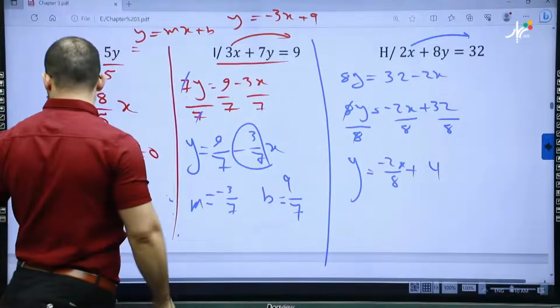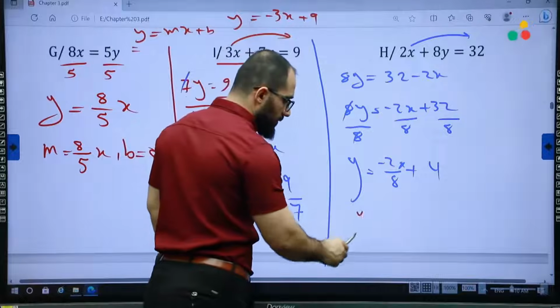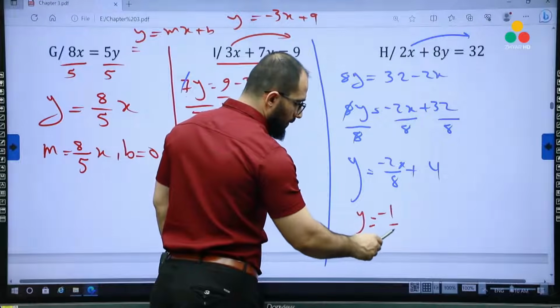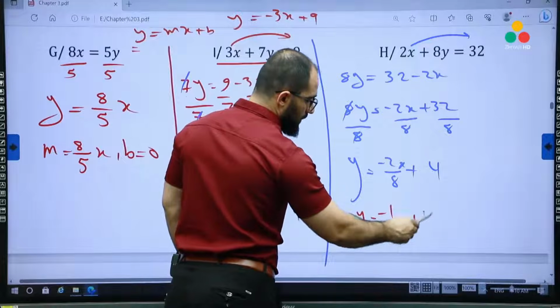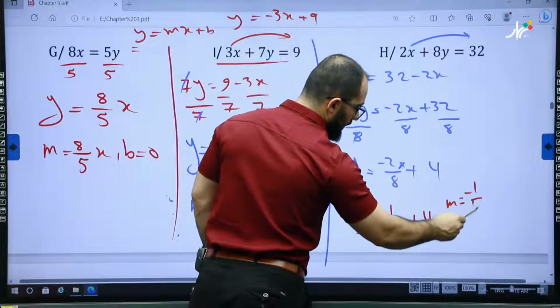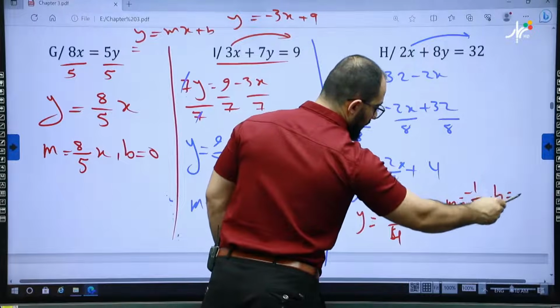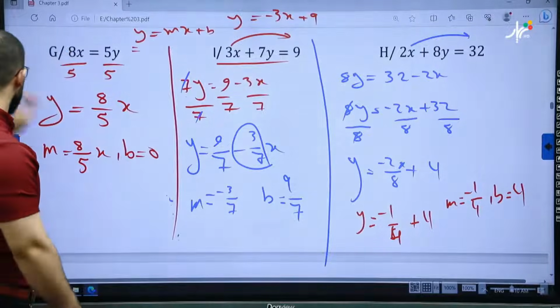Here we have to simplify 2 and 8. Divided by 2, it's going to be 1 over 4. Negative 1 over 4x plus 4. So the m is equal negative 1 over 4. The b is equal 4. The y-intercept is equal 4.